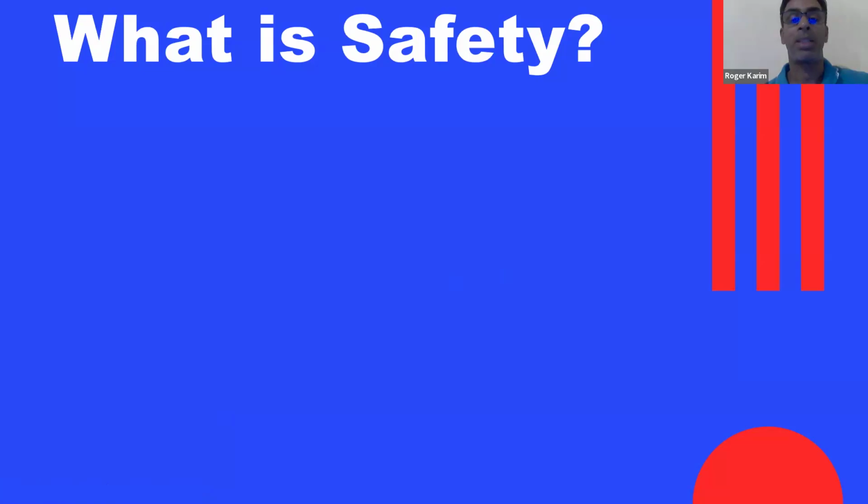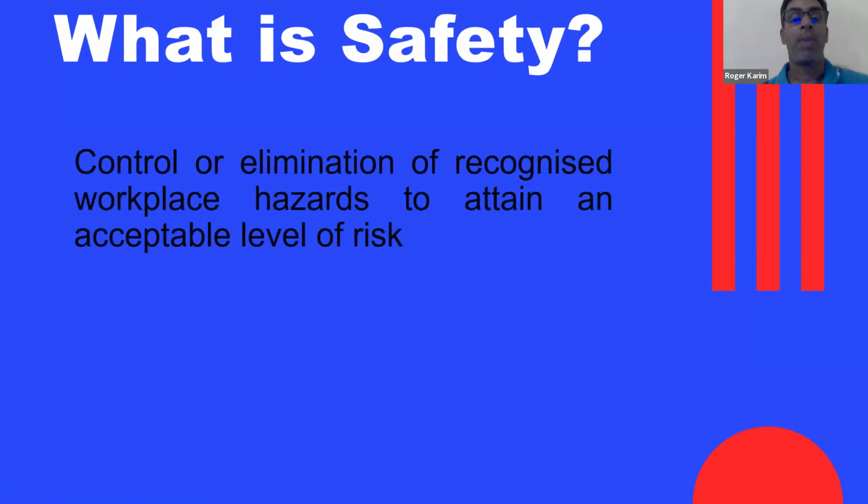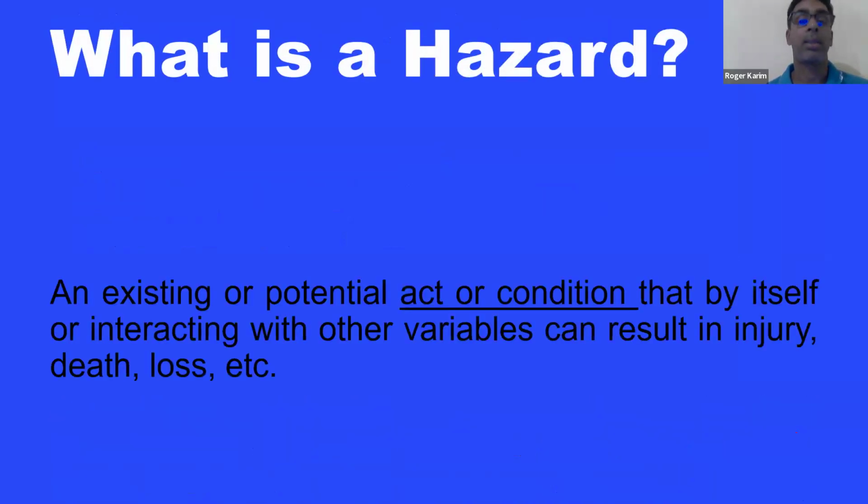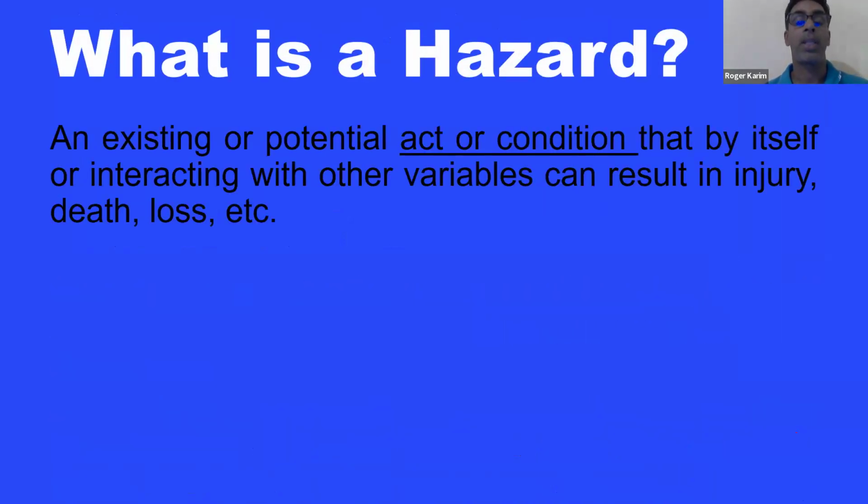All right, so while we are getting our participants to respond, a very simple definition I use is the control or elimination of recognized workplace hazards to attain an acceptable level of risk. Quite a mouthful, but a lot of keywords inside of there, one being hazards and risk. A hazard, simple definition, is an existing or potential act or condition that by itself or interacting with other variables can result in injury, death, losses, etc. So when we talk about unsafe acts or unsafe conditions, these are hazards.